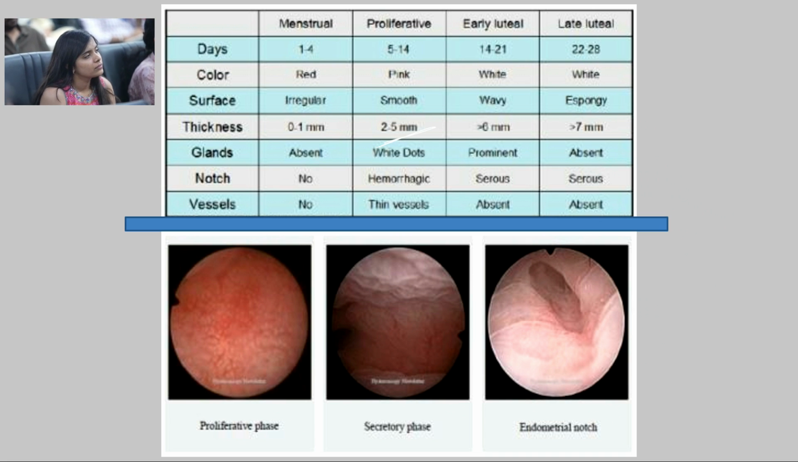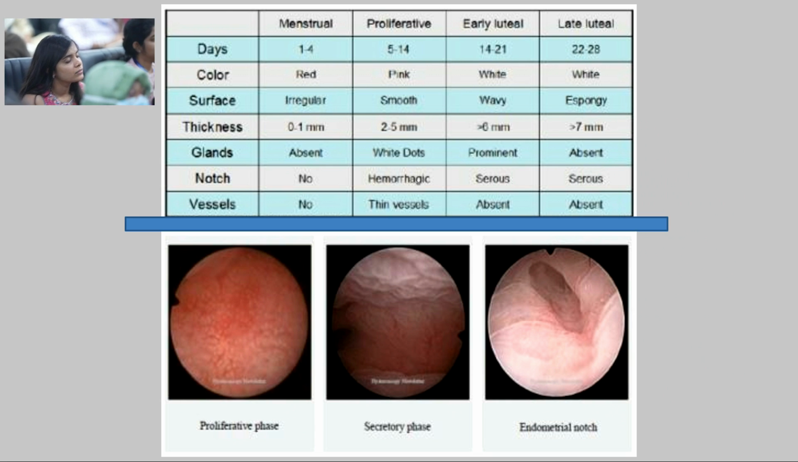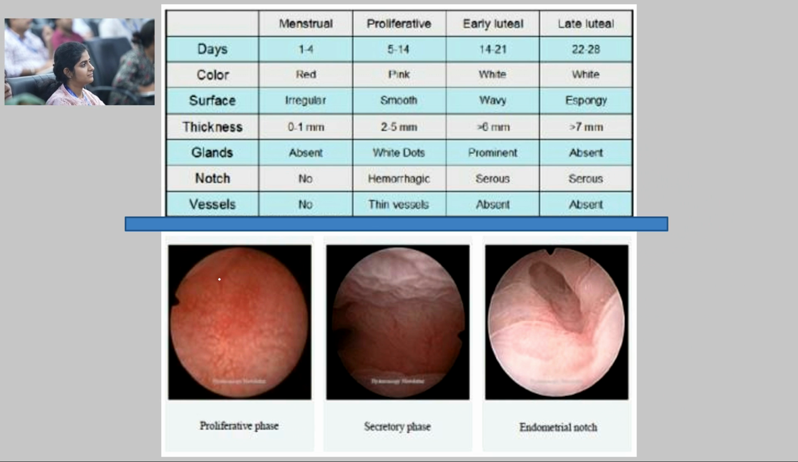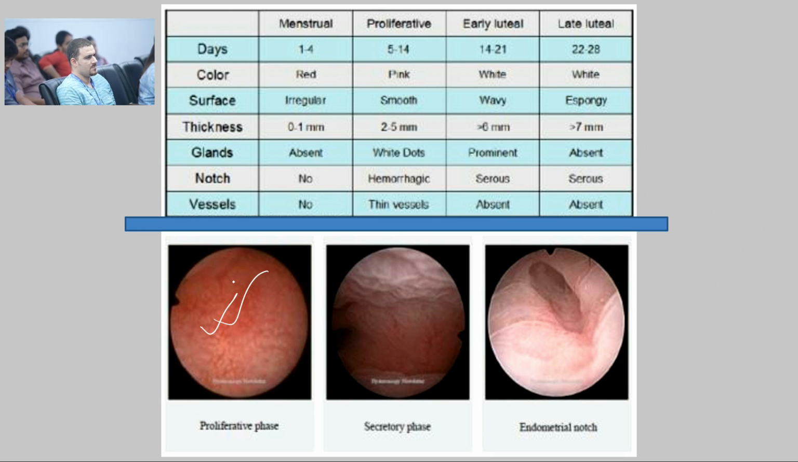Thickness will be only 2 to 5 mm. There will be white dots, see here, white dots. Notch will be hemorrhagic, and there are very thin vessels in between the white dots. This is the best time to do hysteroscopy.